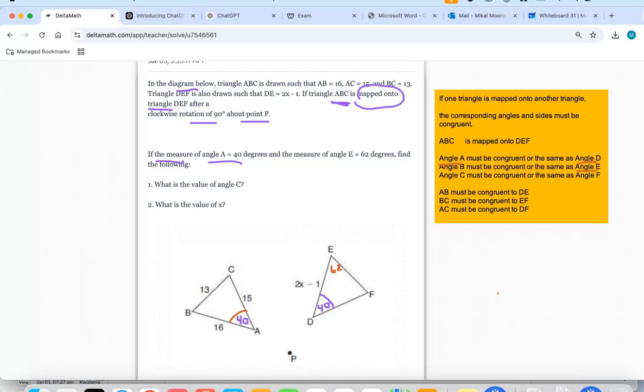So let's look at where E is. E is right here. E must be congruent to B. So B must also be 62. So we can write 62 right here. So the question asks, what is the value of angle C?